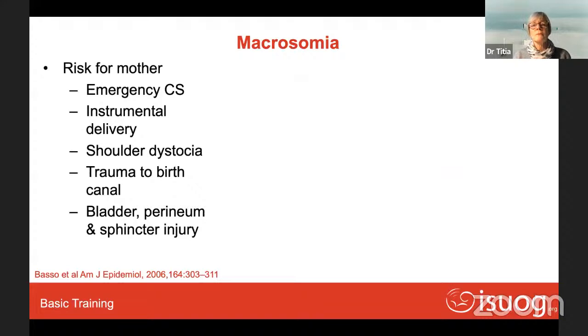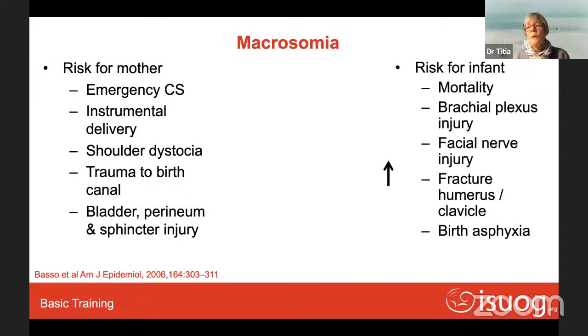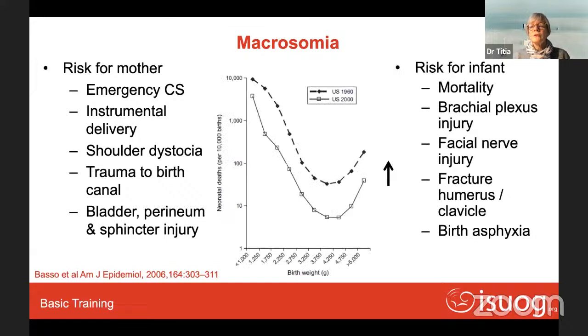What are the risks for the mother in macrosomia? Well, emergency cesarean section, instrumental delivery, shoulder dystocia, trauma at birth and at the birth canal, and bladder and perineal and sphincter injury. So it's quite, you know, it's not nothing. And then obviously the fetus also has a risk of greater mortality, brachial plexus injury, facial nerve injury, fracture of the humerus, and birth asphyxia. All those risks are increased.